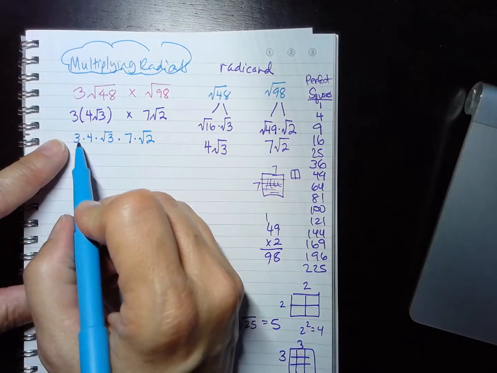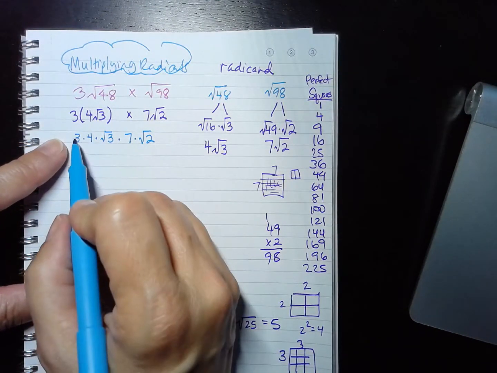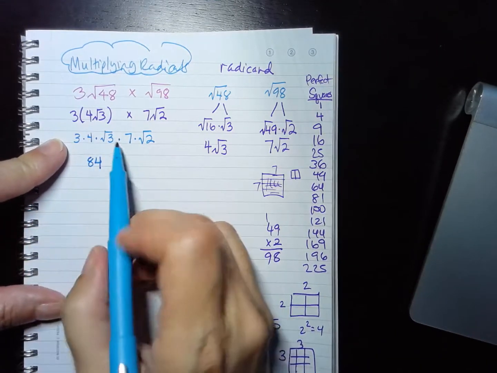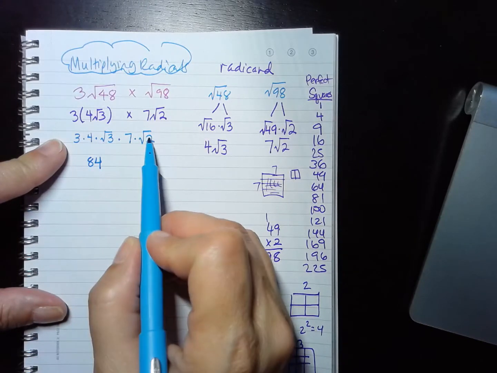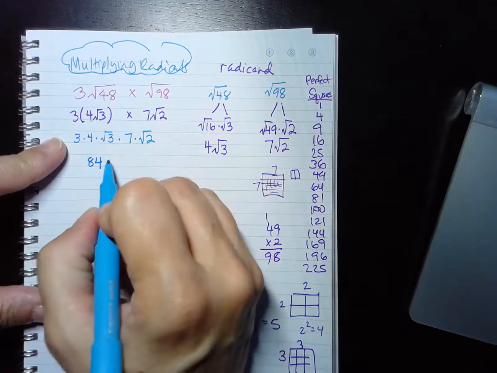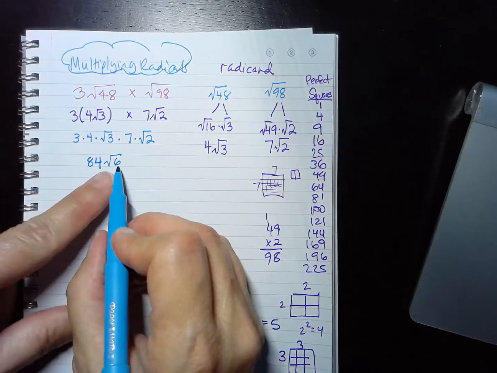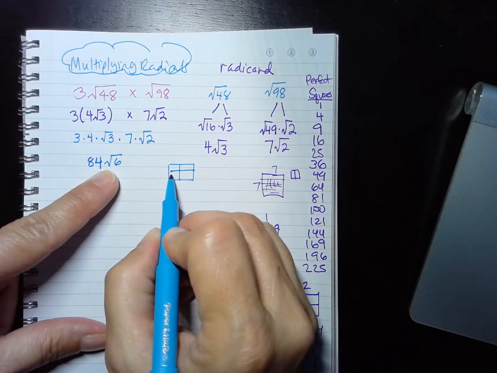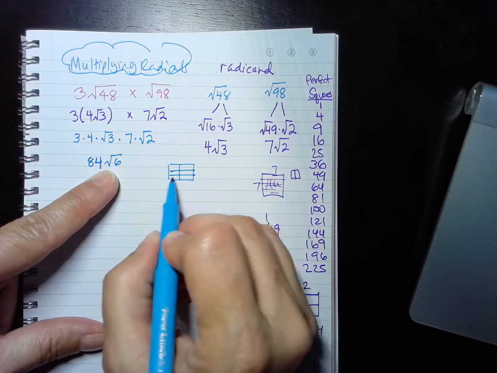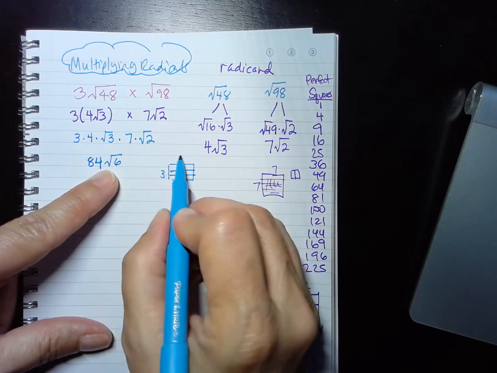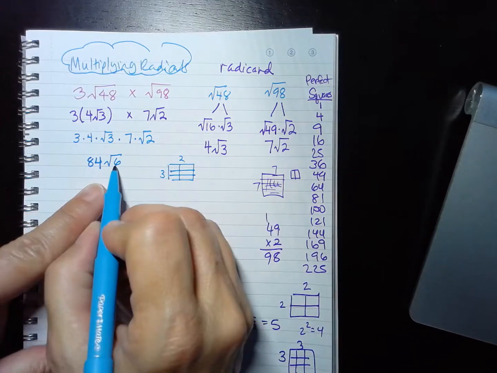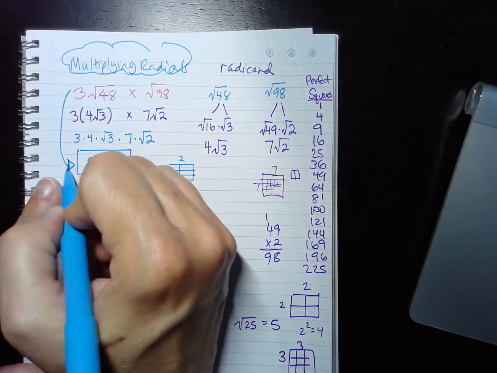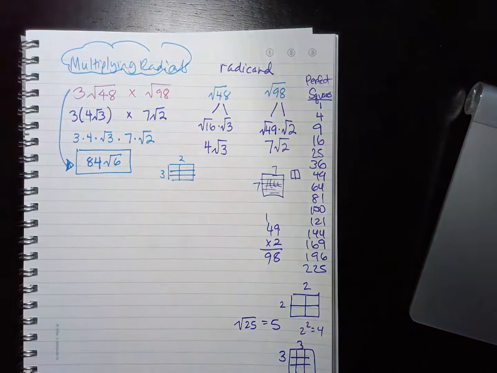So I can multiply now 3 times 4 times 7. 3 times 4 is 12, and 12 times 7 is 84. And then I can multiply my radicals together. A square root of 3 times the square root of 2 is a square root of 6. And think about that, that's 6 individual pieces, right? And so if I had 6 individual pieces, that's 1, 2, 3, 4, 5, 6, that's not a square because that's a 3 by 2. So it's not a perfect square, so that means square root of 6 stays square root of 6. So the product would be 84 times the square root of 6.